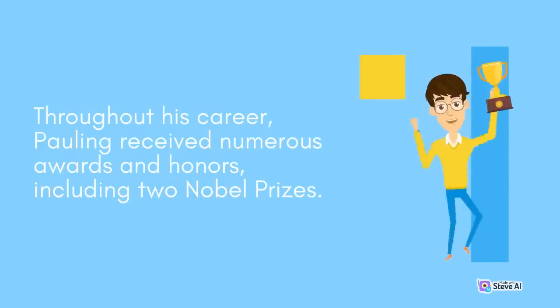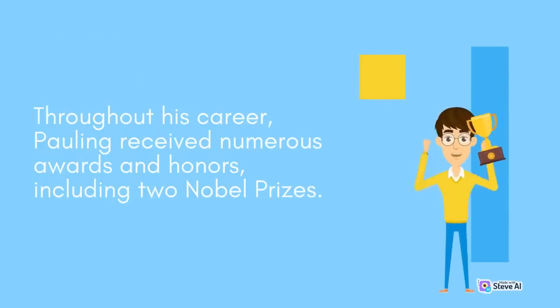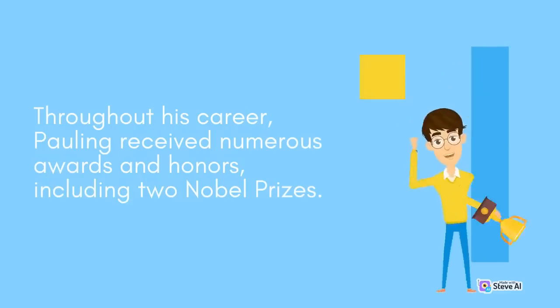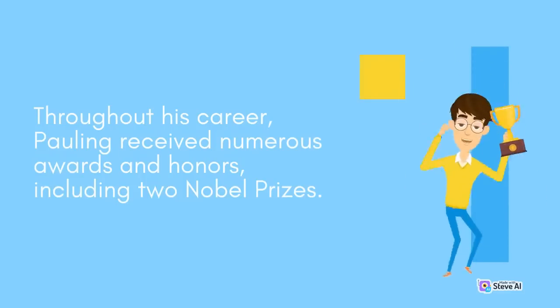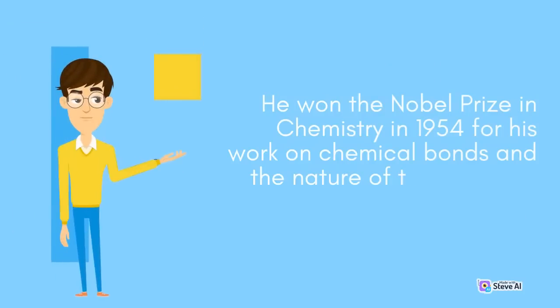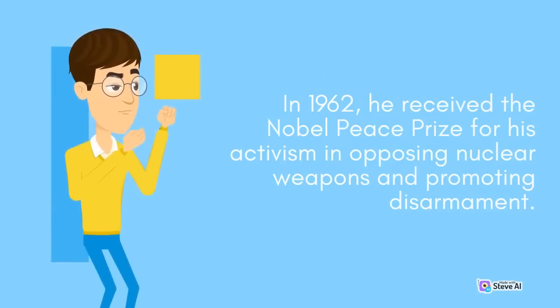Throughout his career, Pauling received numerous awards and honors, including 2 Nobel Prizes. He won the Nobel Prize in Chemistry in 1954 for his work on chemical bonds and the nature of the chemical bond. In 1962, he received the Nobel Peace Prize for his activism in opposing nuclear weapons and promoting disarmament.